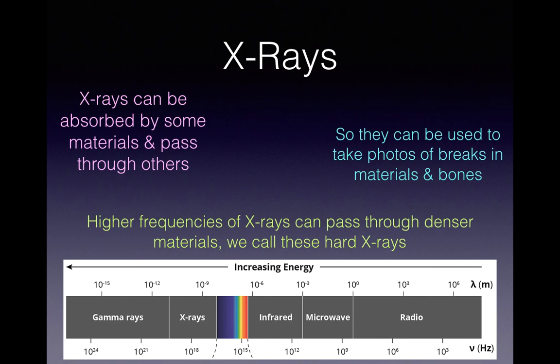Softer X-rays can't pass through denser materials, so they have less penetrating power, and these would be the frequencies of X-rays that are closer to ultraviolet light. So that's the end of video 1. In video 2 we'll have a look at the Coolidge tube, or how to produce X-rays.